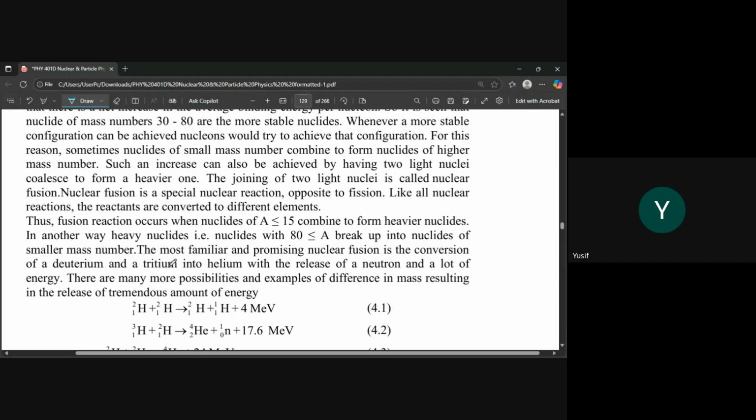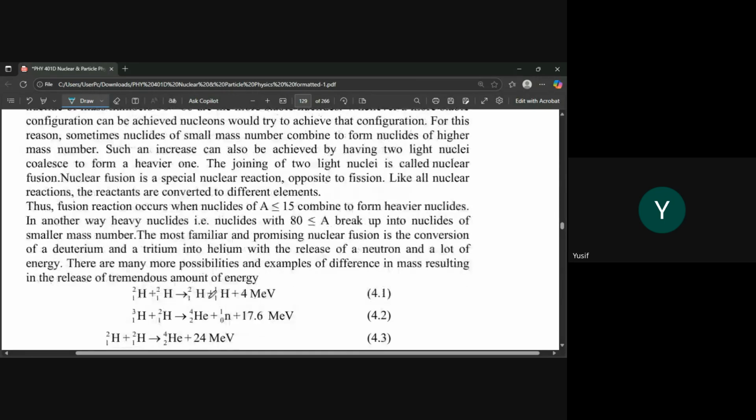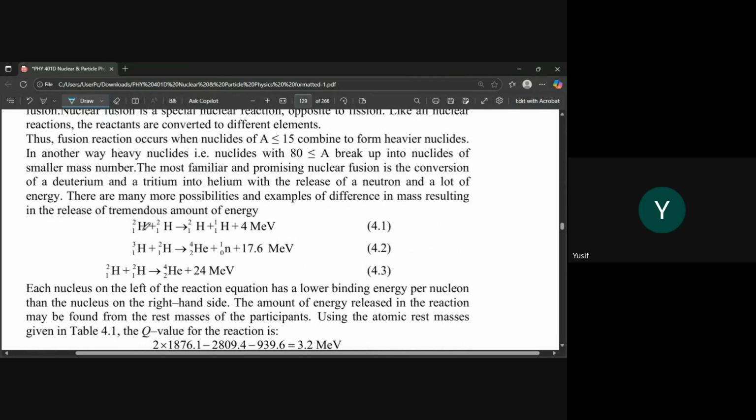Okay. The most familiar and promising nuclear fusion is the conversion of a deuterium and a tritium into a helium with the release of a neutron and a lot of energy. There are many more possibilities and examples of differences in mass resulting in the release of tremendous amounts of energy. The one we are talking about has the deuterium atoms, this is one, and this is one. So these two are said to be unstable.